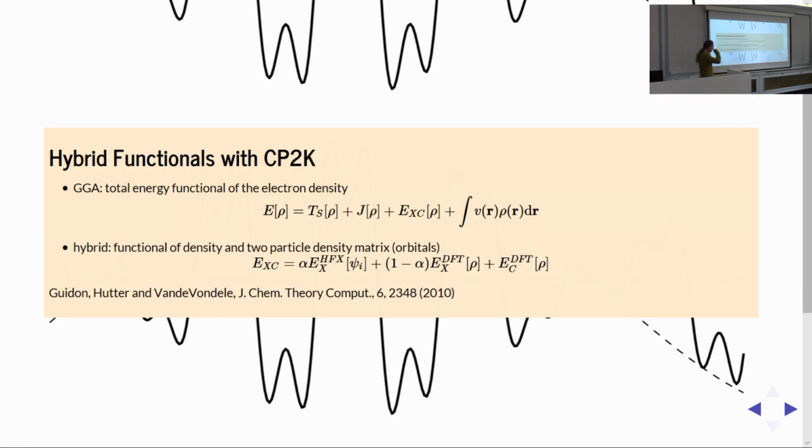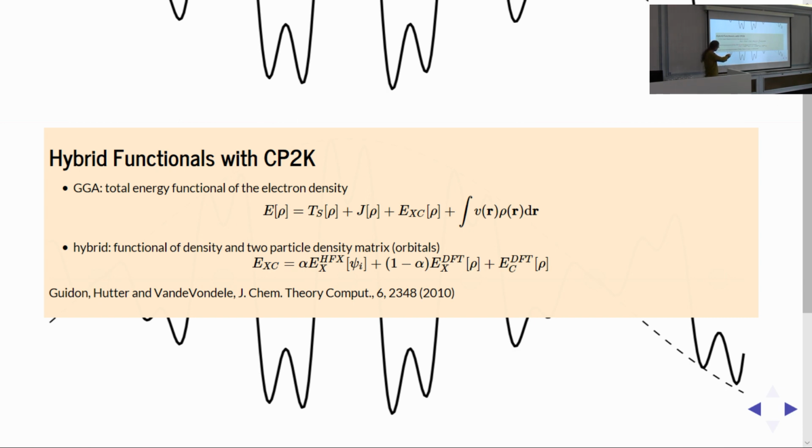Okay, let's actually look at what it looks like in CP2K in a bit more detail. So if we take GGA, the sort of functional that Jörg showed yesterday, the energy is just a function of the density. So there's this Kohn-Sham kinetic energy, the Coulomb interaction, this exchange correlation potential, which is just a function of the density, and an external potential, the pseudo-potentials, any external fields we want to apply.